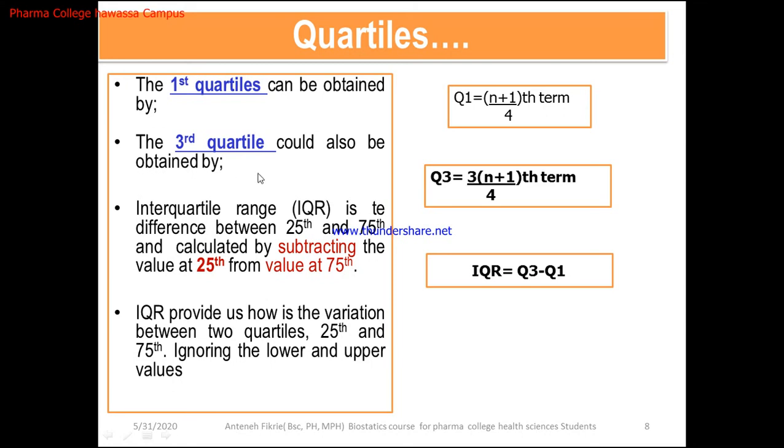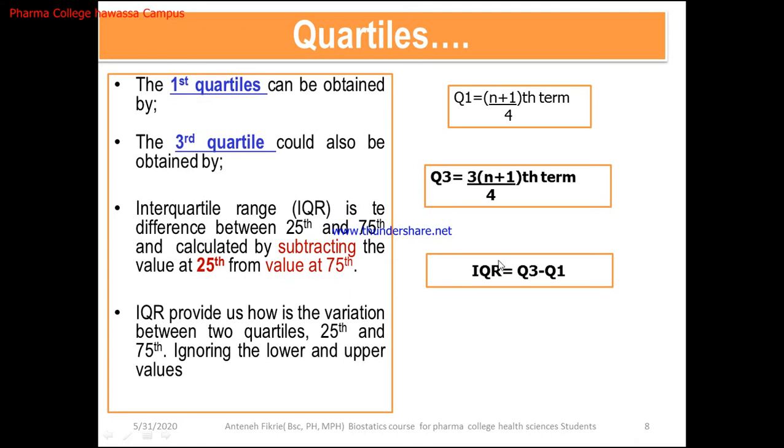In case of the first and the third quartile, the calculation is different. It is n plus 1 divided by 4, that means dividing into 4, because quartile means dividing the data into 4 equal parts. So here Q3 is equal to 3/4 of the n plus 1 term.